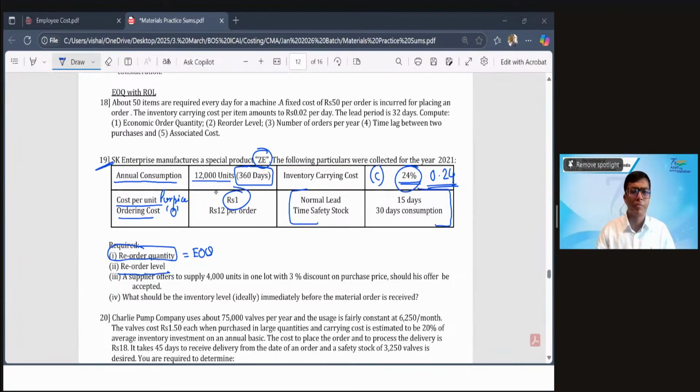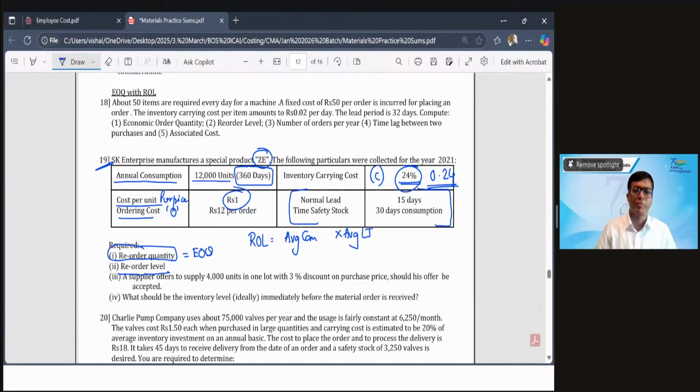Very good, Hina beta. So Hina has already given me the EOQ. Now, I want to find out reorder level. So reorder level, as I gave you the formula, is average consumption into average lead time. Now, importantly, students, remember this word.